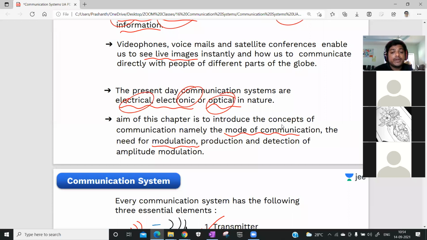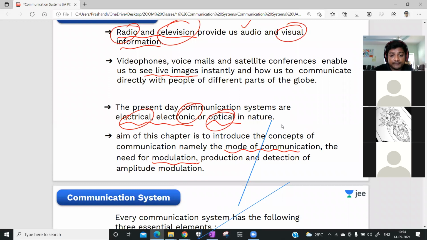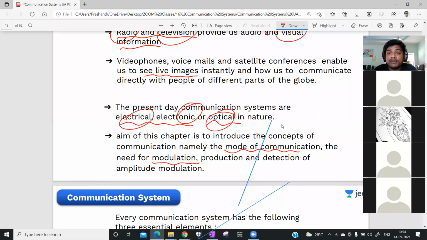Electronic and optical communication. Nowadays we are using this type of communication. We are sending electronic signals, electrical pulses, and light signals through very far distances, and there, by using transducers, we can convert one form of energy into another form of energy.